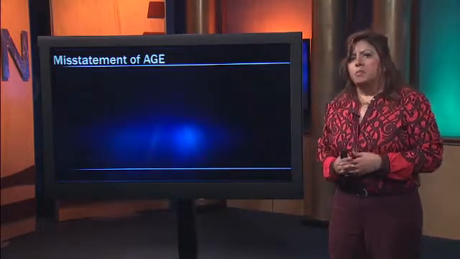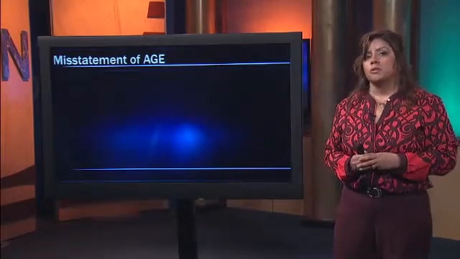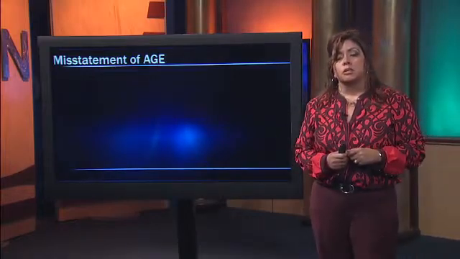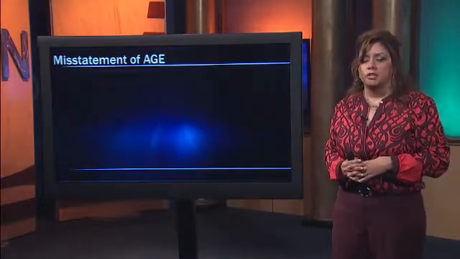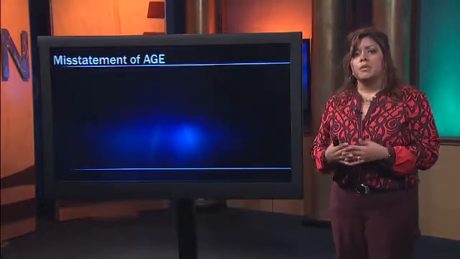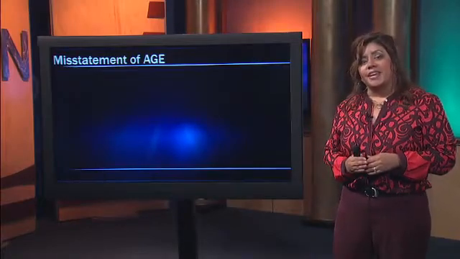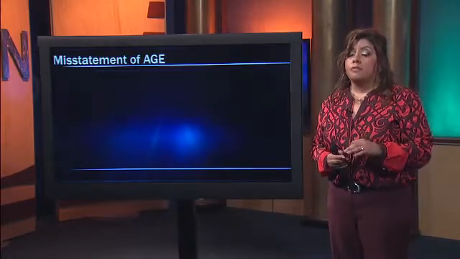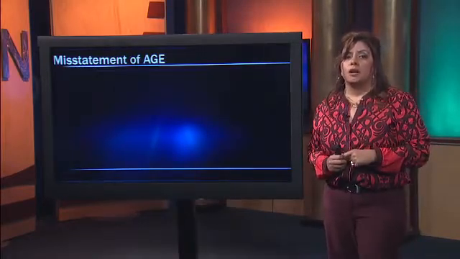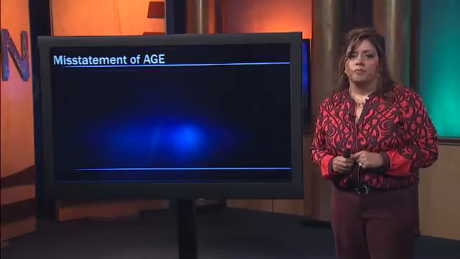Now we're going to talk about misstatement of age. Now, there are two very important factors in premium determination. That is age and gender. Those are also two of the most common errors made on an application. Now, the company retains all the rights to adjust the death benefit at any time if they discover a misstatement. Therefore, the incontestable clause does not apply to misstatements of age or gender.